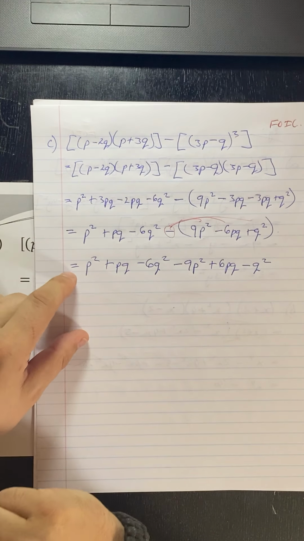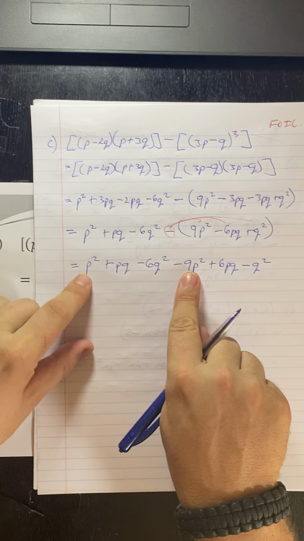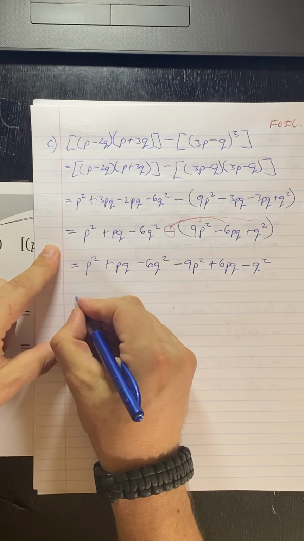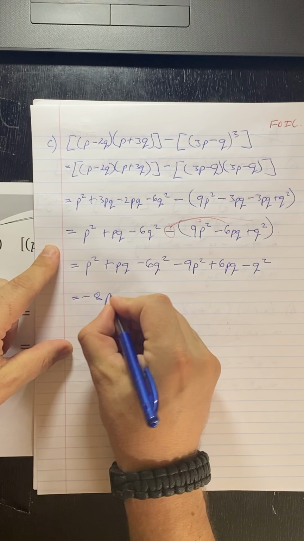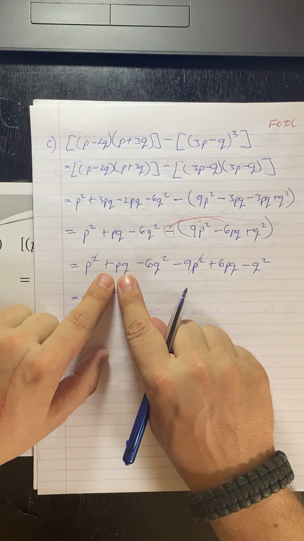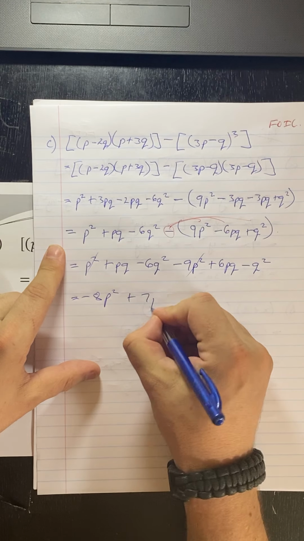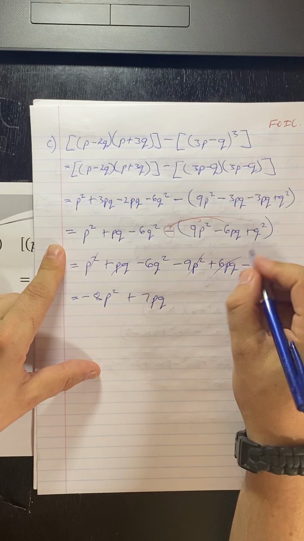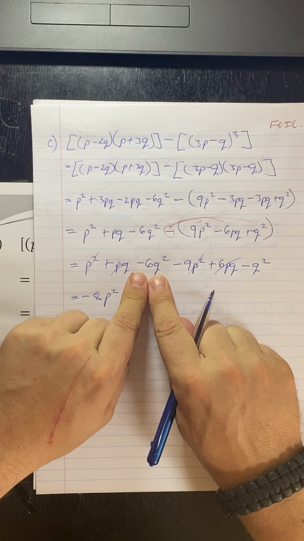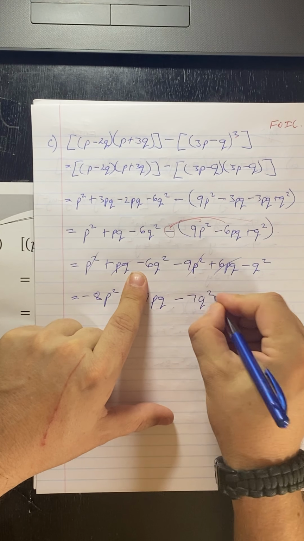Again, get like terms together, so p squared, another p squared, so that's 1 minus 9 is minus 8p squared. Let's look for pq's, so we've got a pq plus a 6pq is plus 7pq. And then q squared, minus 6q squared minus q squared is minus 7q squared.